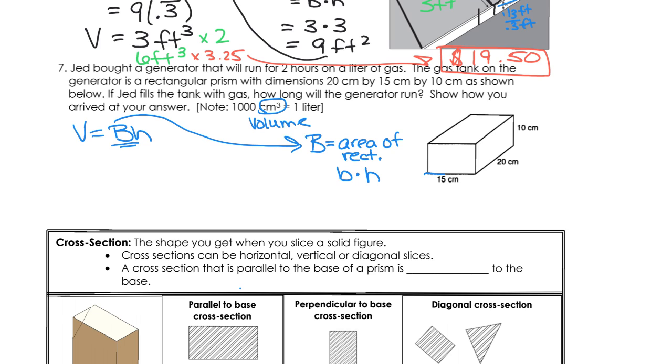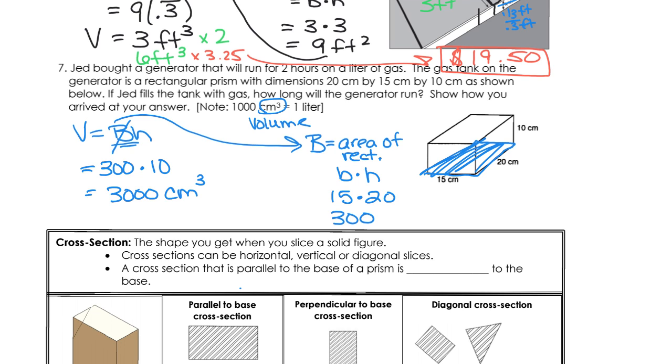So looking at this rectangle on the bottom here, it's 15 by 20. So we'll say 15 times 20. And 15 times 20 ends up being 300. Okay, so now we can go back and take our big B out of there and replace it with 300 times our height of 10. And we end up with a volume of 3,000 centimeters cubed.